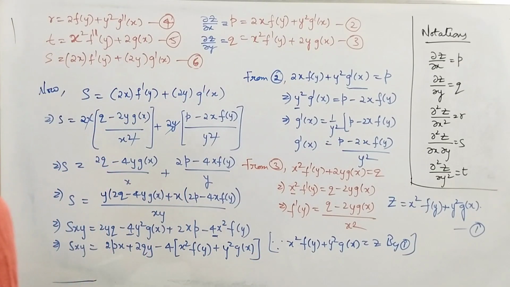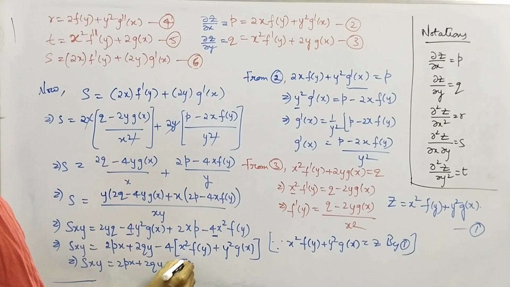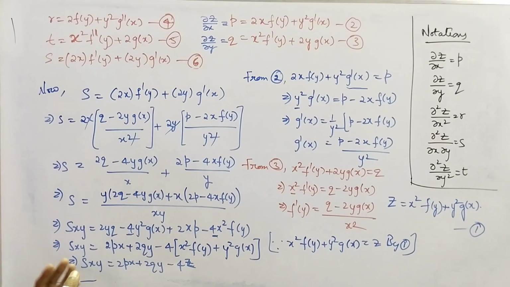Just replace it by z, you'll get sxy equal to 2px plus 2qy minus 4z, right? We always write the parts that involve p, q, r, s, t, whatever, on one side, and the terms that do not involve p, q, r, s or t on the other side, right? So here we have minus 4z, right?